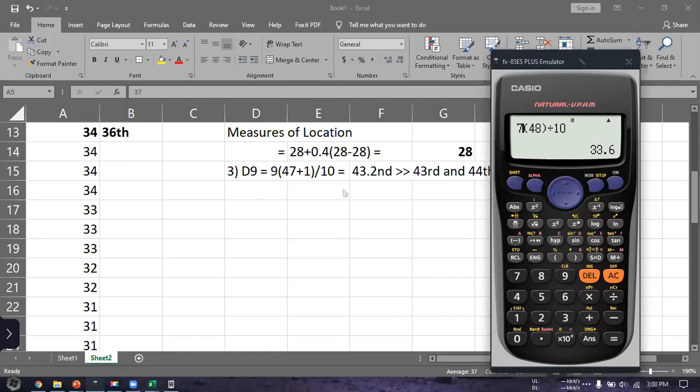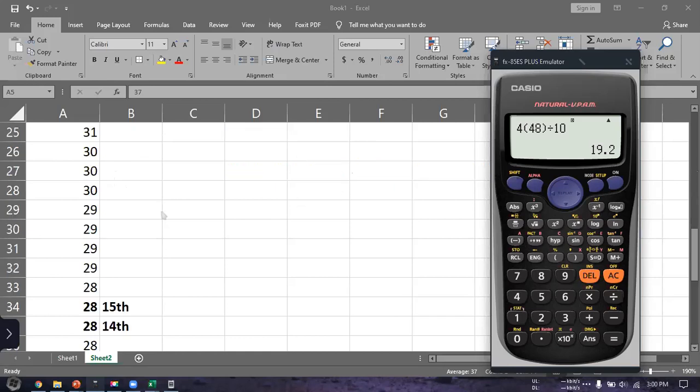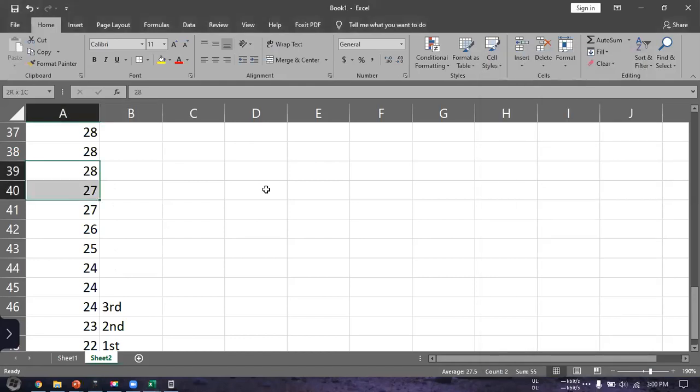4th decile, 19 and 20. 15, 16, 17, 18, 19, 20. Hindi din. Second decile. Naubos na yung decile natin. 9 and 10. 3, 4, 5, 6, 7, 8, 9 and 10. Ayun. 9 and 10. Second decile.